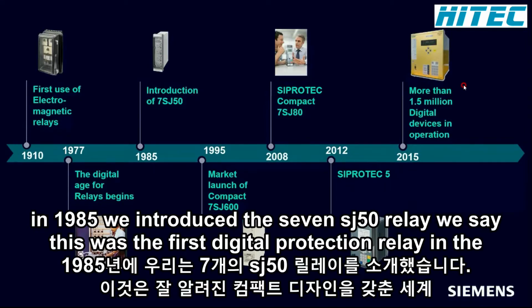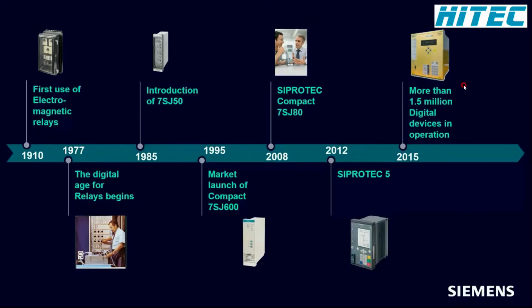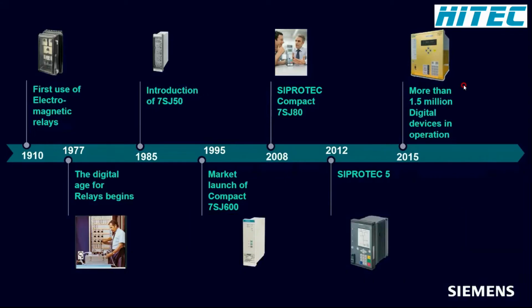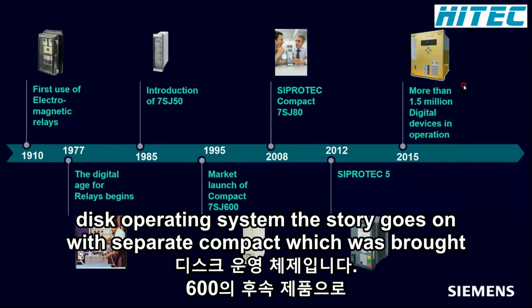In 1985, we introduced the 7SJ50 relay. We say this was the first digital protection relay in the world with our well-known compact design, here with DIP switches, but without communication interfaces. Almost 10 years later, the successor 7SJ600 was launched with a communication interface and software setting via the first simple DIGSI version based on DOS. This is the Microsoft Disk Operating System.